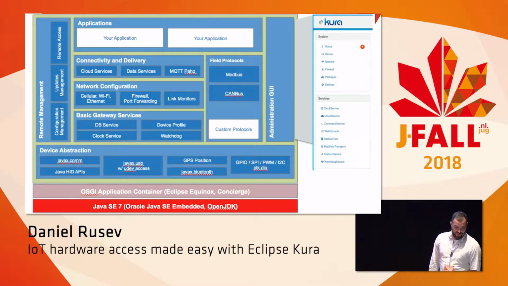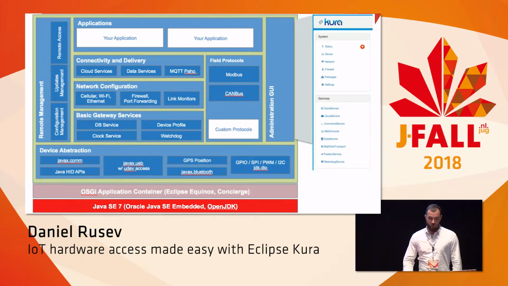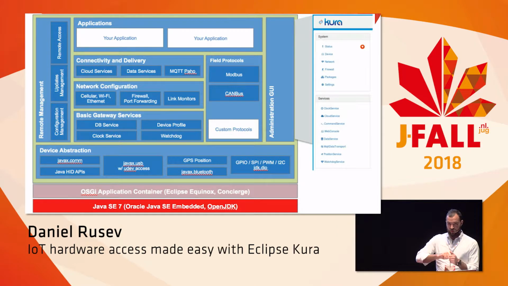And then we go to the basic gateway services. We have a clock service. We have a watchdog, which checks the health status, and you can have a device profile and so on. And the network configuration. You have different configurations for cellular and for Wi-Fi. For Wi-Fi, it's pretty interesting because you can use this device as a hotspot, so other devices can connect to the gateway through Wi-Fi, and you can push data to it. Or you can use it just as a gateway and use the Wi-Fi connection to bring it to the world, to connect it to the internet.